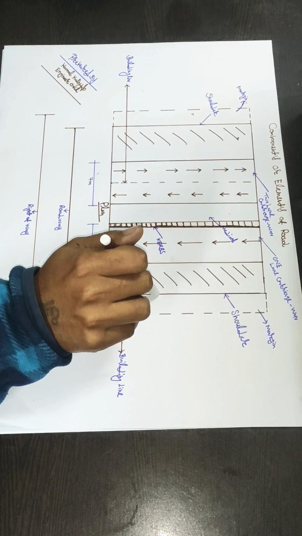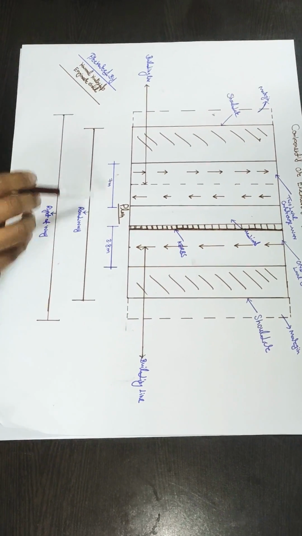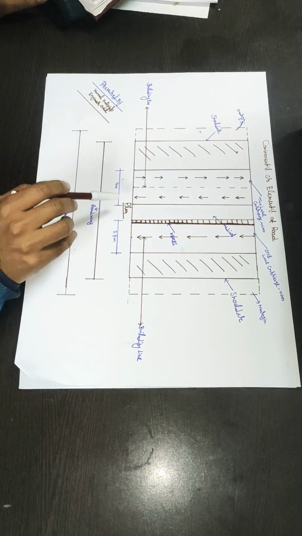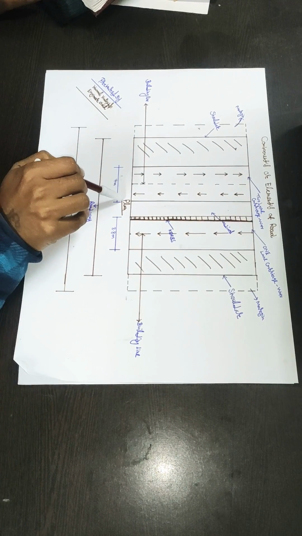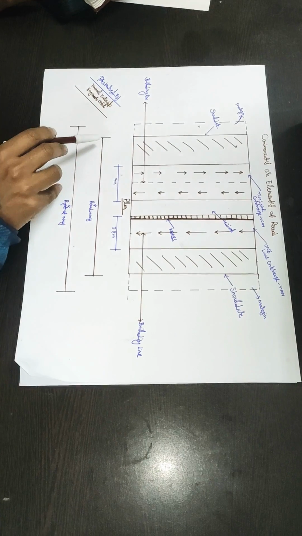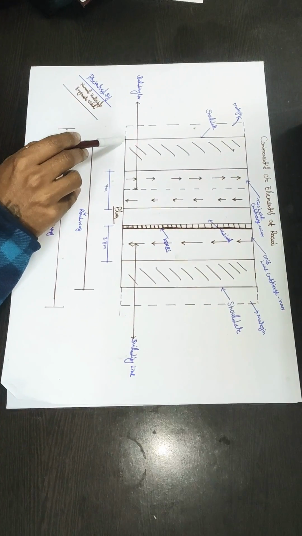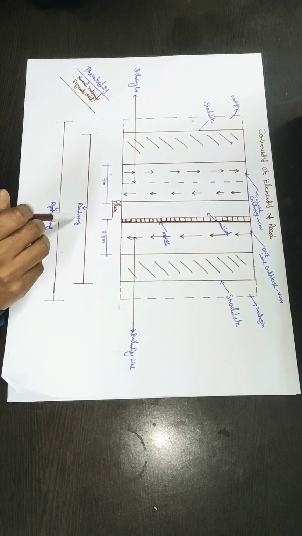After margin, fourth one is roadway. That is called roadway. Roadway is the combination of carriageway plus shoulder. This part, the combination of shoulder and carriageway, is called roadway.